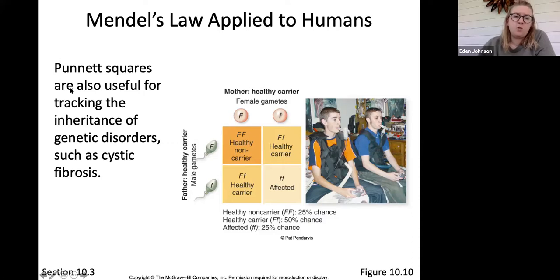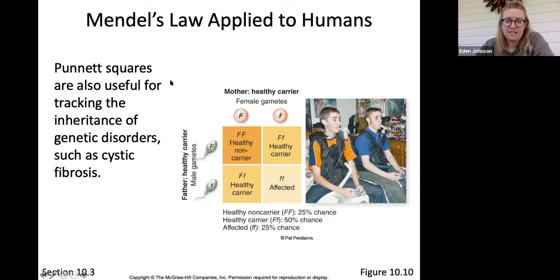So Punnett squares are also useful for tracking the inheritance of genetic disorders such as cystic fibrosis. Cystic fibrosis is a genetically inherited disorder, and it's a recessive disorder. If you'll remember from last time, the only way that you can get a recessive disorder or a recessive trait is by having two copies of that recessive allele.